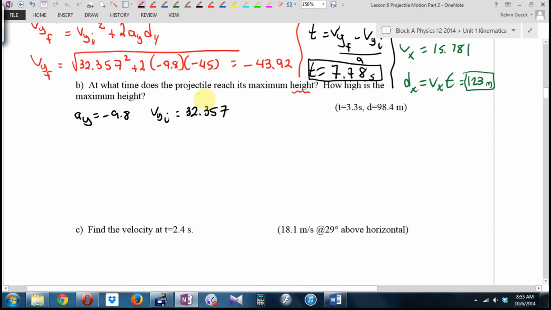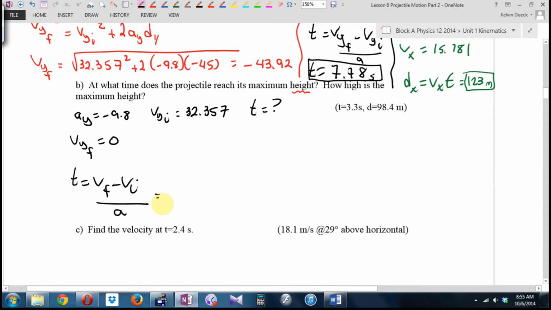They want me to find time, but that's not enough. There must be something else that I know. This one I have to dredge out from my understanding of physics. At the top, what can you tell me about the vertical velocity? So Vy final is 0. Which means I can use the same time equation that I used earlier. t equals v final minus v initial over a. I can use Vf equals Vi plus at, get the t by itself.